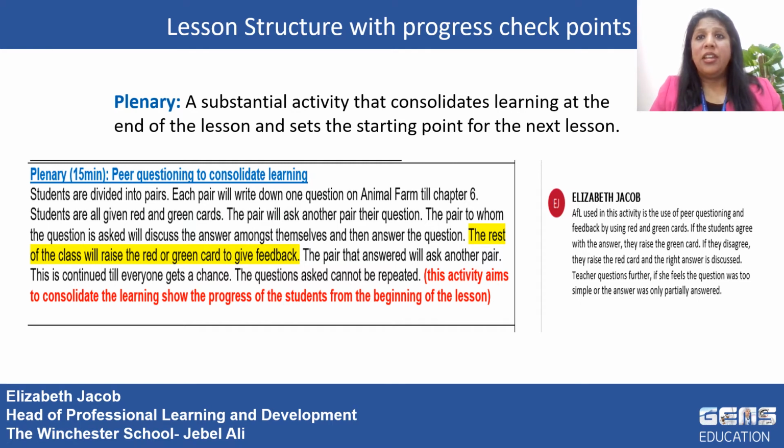In this plenary, the AFL used is peer questioning and feedback using the red and green cards. If the students agree with the answer, they raise the green card. If they disagree, they raise the red card, and the right answer is discussed. The teacher questions further if she feels the question was too simple or the answer was only partially answered.